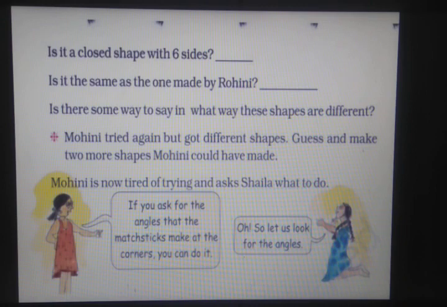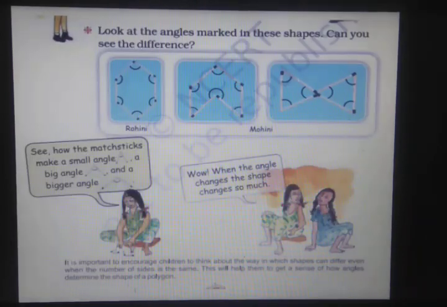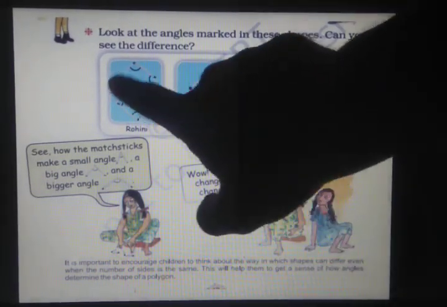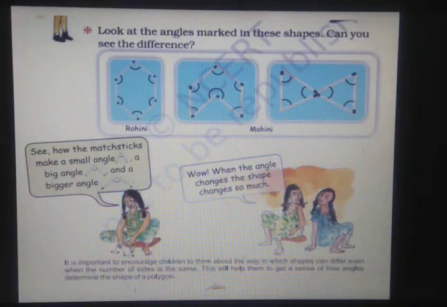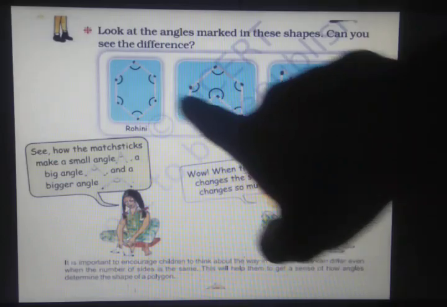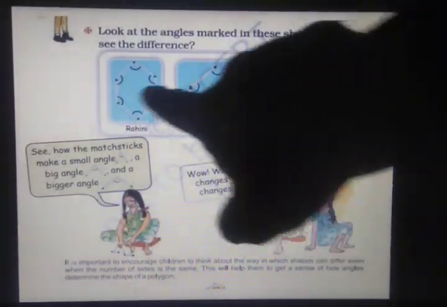Now Saila asks that Mohini gets an idea, and she tries to make the angles from Rohini and makes a shape. You can see in this picture, this shape was made by Rohini and these 2 shapes are made by Mohini. You can see the difference between the shapes.